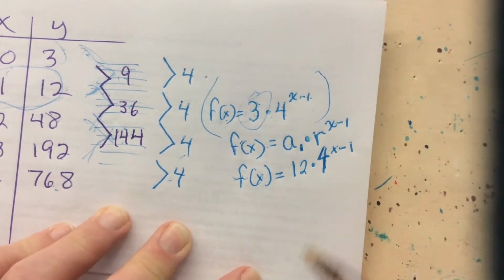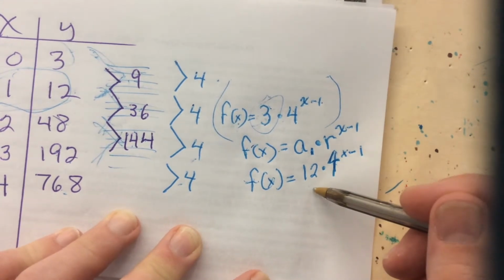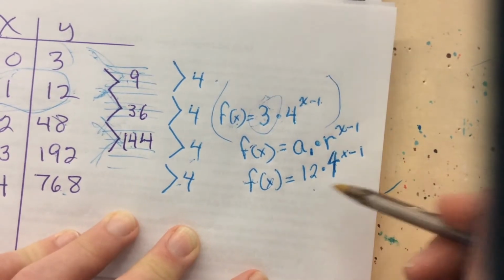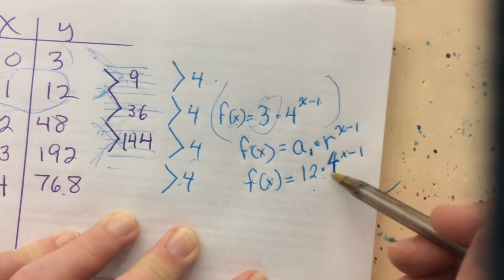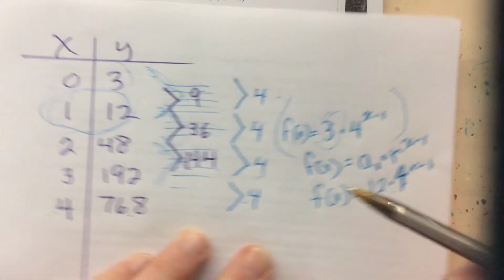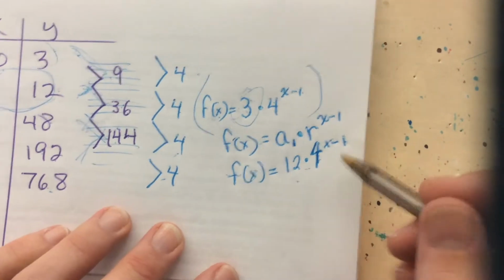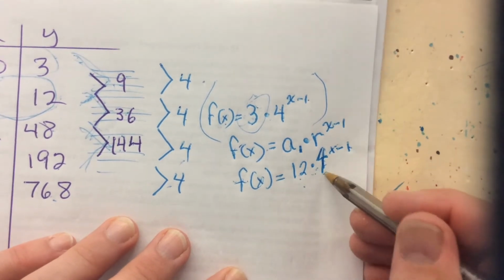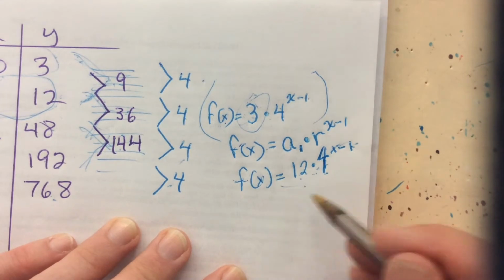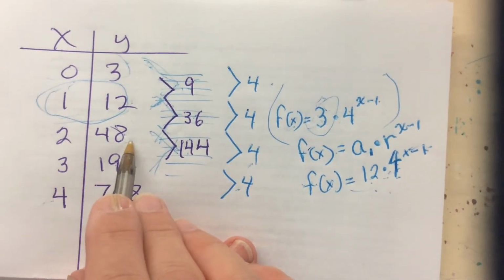Hang on just a second. I'm asking if this will work. Plug something in. Pick a number. That's an easy one. 12 times 4 to the 1 minus 1. That's 12, and that is what we wanted. Let's try 2. 12 times 4 to the 2 minus 1. That's going to be 48, and that works.